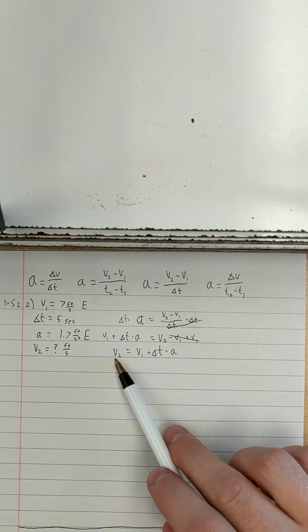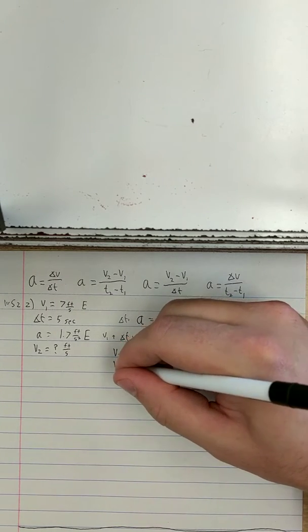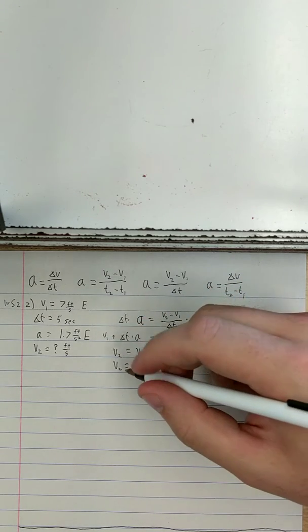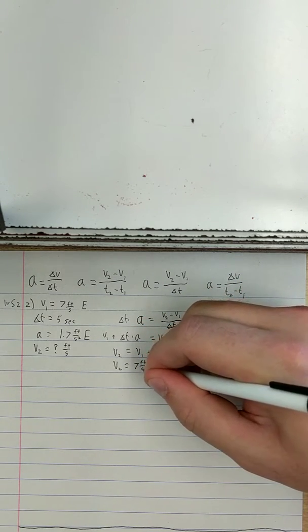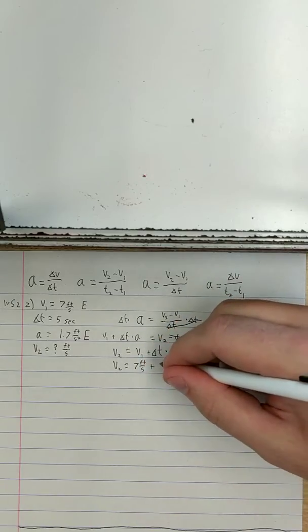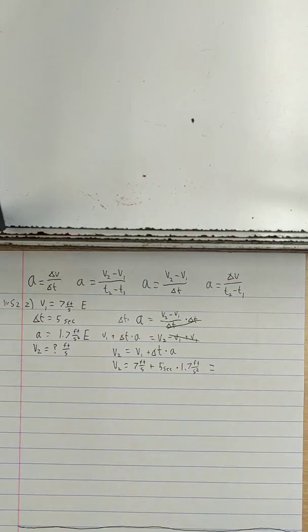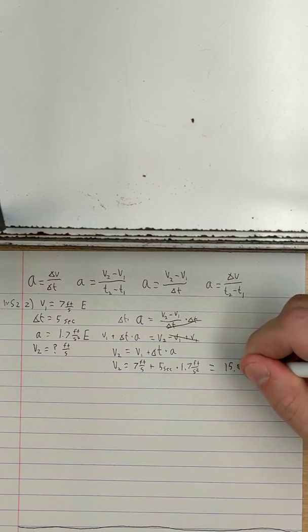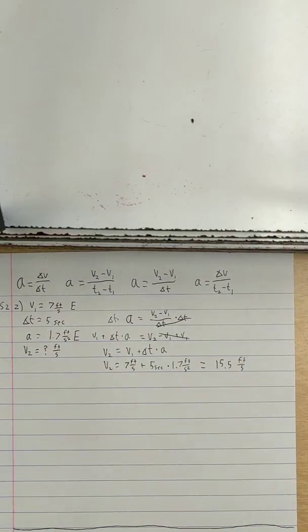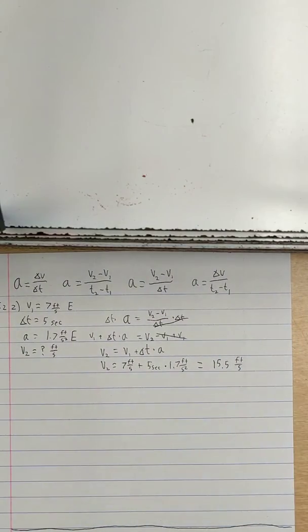So I did my algebra and I solved for this variable. Now I can just plug it straight in. So V2 equals 7 feet per second plus my delta t, which is 5 seconds, times A, which is 1.7 feet per second squared. So when I do that, 7 plus 5 times 1.7 is going to be 15.5 feet per second, okay?